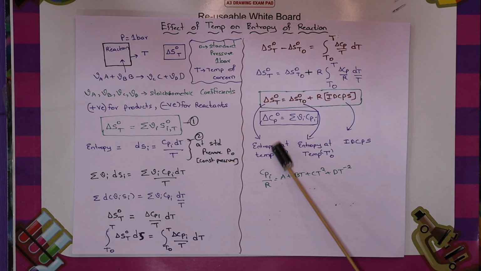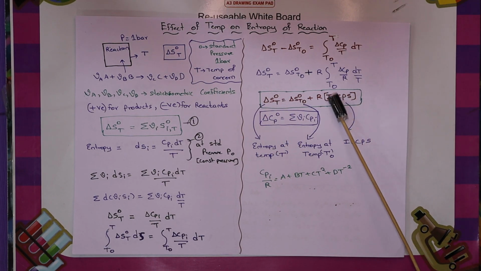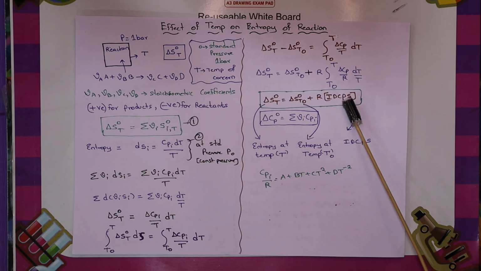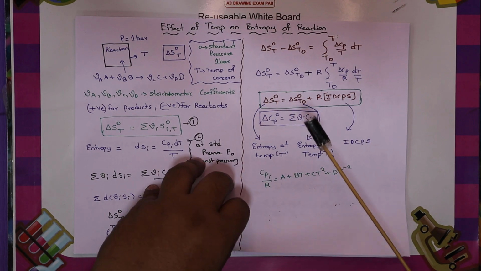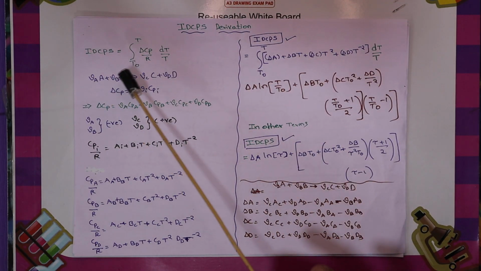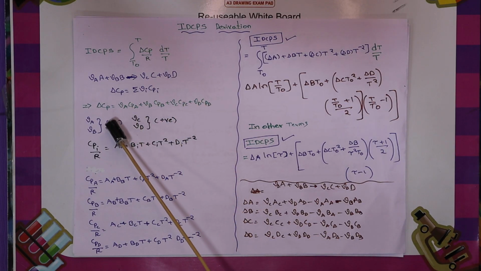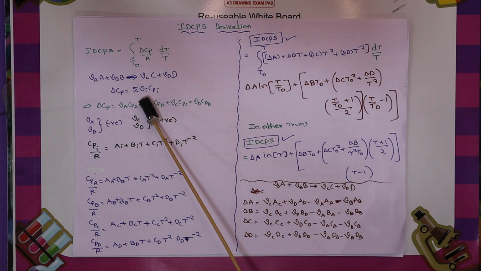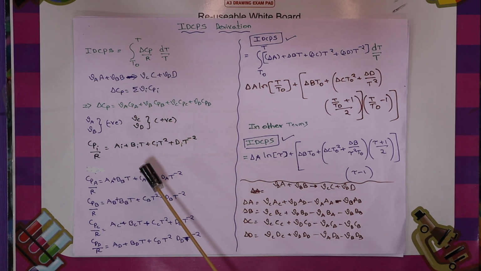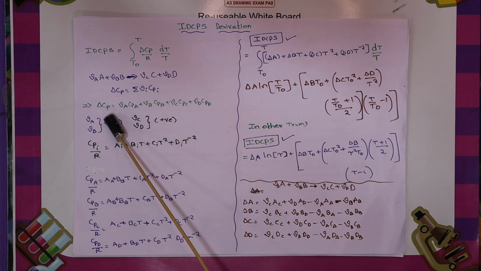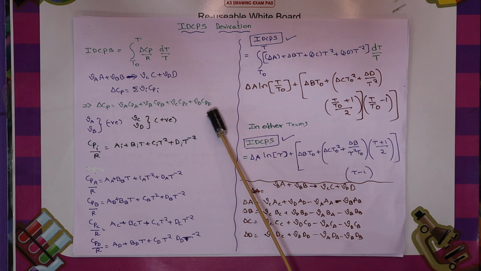So now I hope you understand how this formula has come in. Let us look into IDCPS. Once you get the function IDCPS, using this formula you can calculate the entropy change of the reaction at temperature T. So what is IDCPS? IDCPS is nothing but the integral from T0 to T of delta Cp by R dT by T. What is delta Cp? Nothing but the summation of the heat capacities of all the components involved in the reaction. If you expand the sigma, delta Cp is VA Cpa plus VB Cpb plus VC Cpc plus VD Cpd.